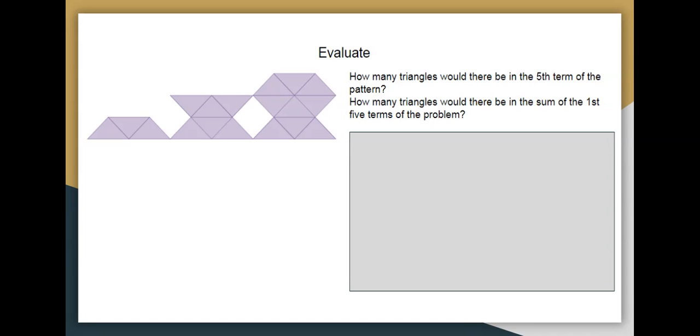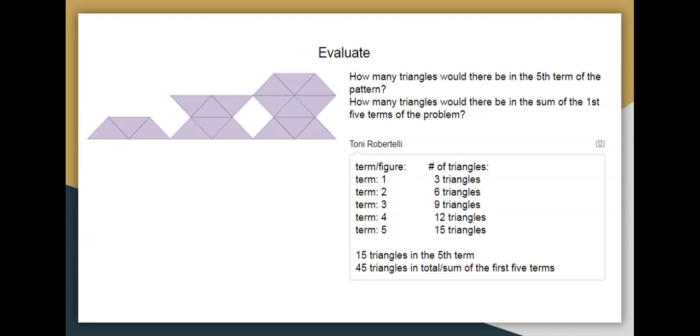So I have three in the first group. I have six in the second. I have 9 in the third. I'm going to have 12 in the fourth, which means I'll have 15 in the fifth term. And then how many triangles would there be in the sum? That's just adding them all together. So if I add 3 plus 6 plus 9 plus 12 plus 15, I'll get 45 total triangles with the sum of the first 5 groupings.